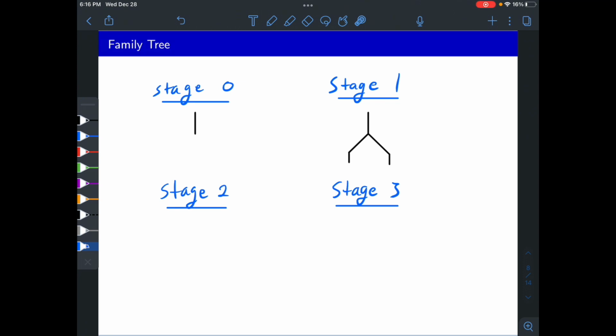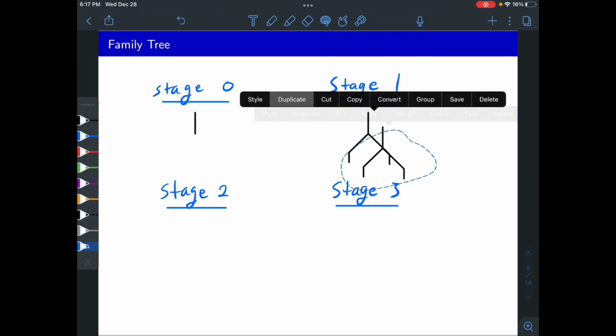All right, let's do a simpler example of a fractal. So, family tree. We'll have our stage 0, our initiator, and then our stage 1, which is called our generator. I'm going to go back to blue. Our initiator is just a line segment, and then our generator says anytime you see a line segment going straight down, just attach this little family tree sort of thing. Notice that these line segments are about half as long as the line segment that they were attached to.